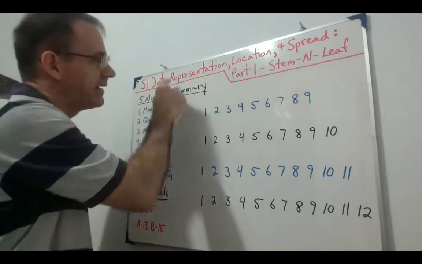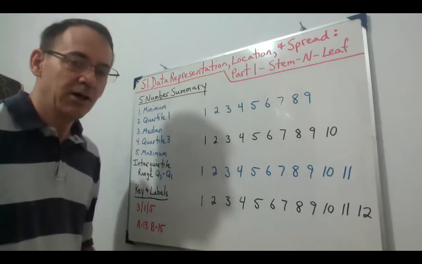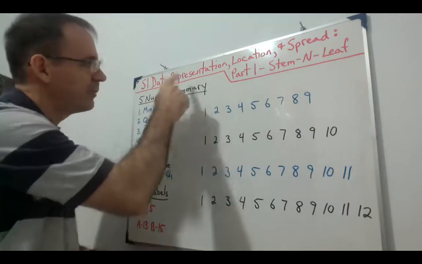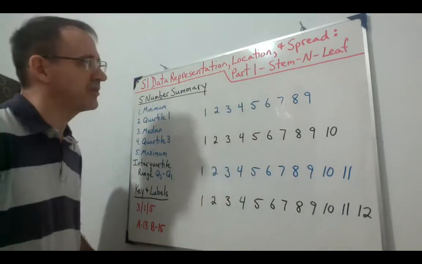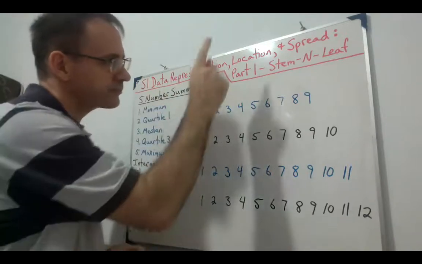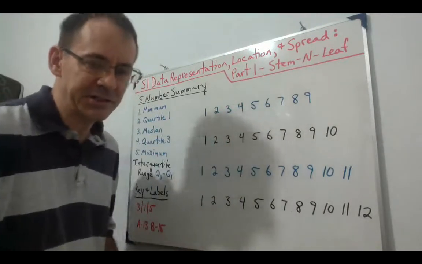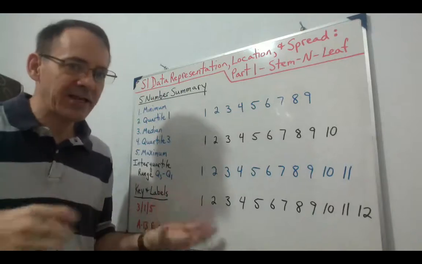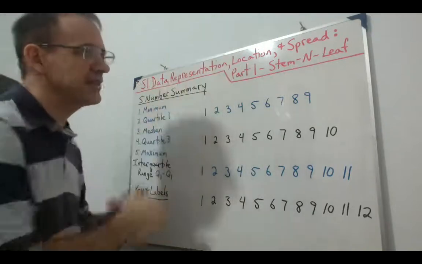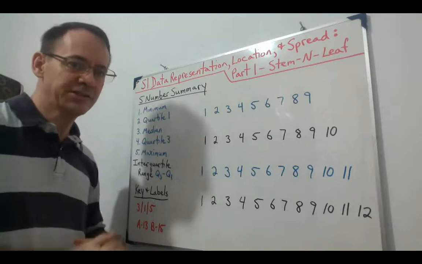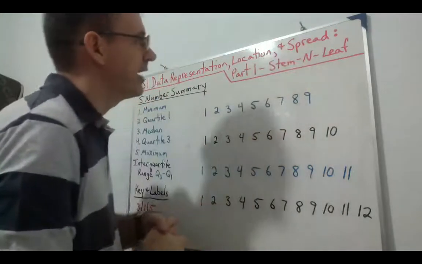And so data representation, and by the way, this is also the old terminology that they used in the older syllabus: representation, location, and spread. The newer syllabus uses the terms data representation, measures of central tendency, and then measures of variation. And while that sounds more educational, as far as mental connection, I actually prefer the older terminology. So I'm going to stick with data representation, location, and spread.